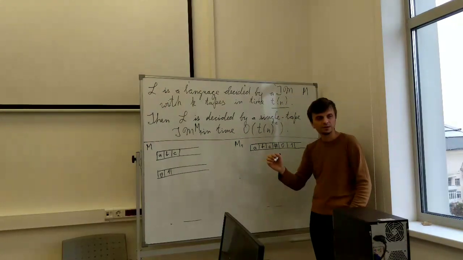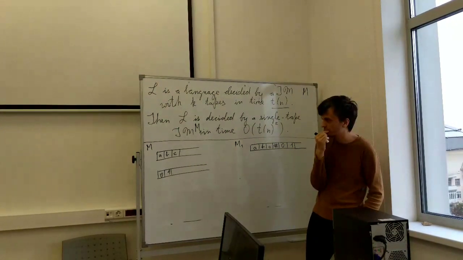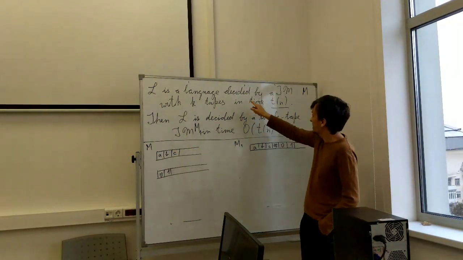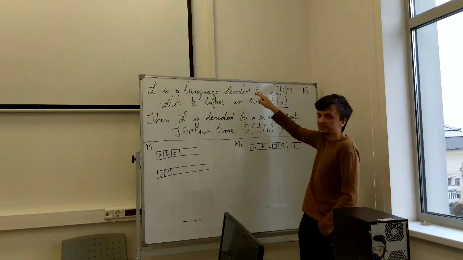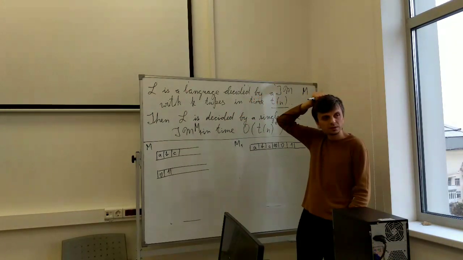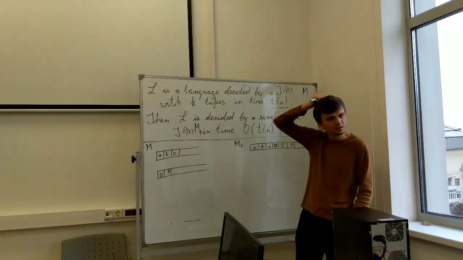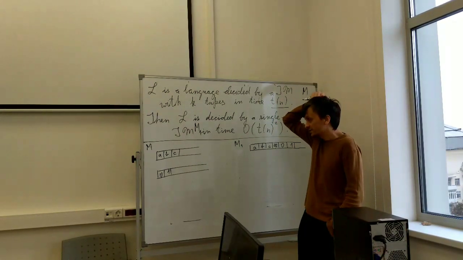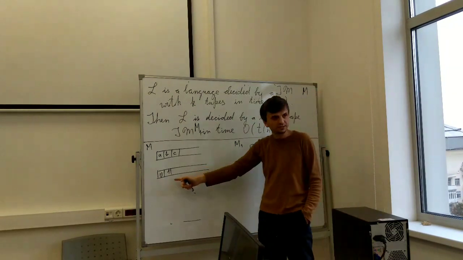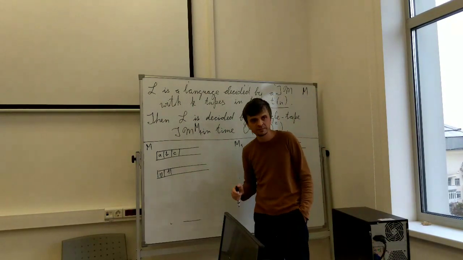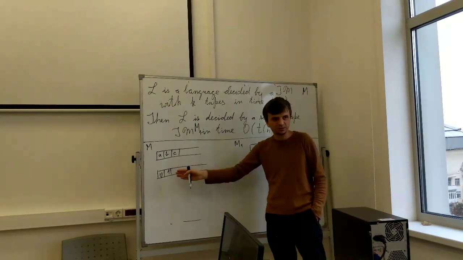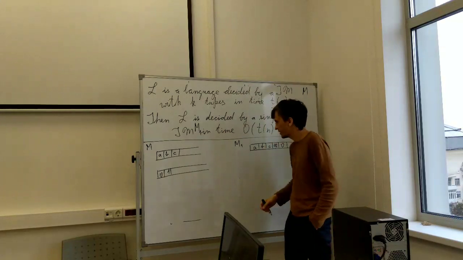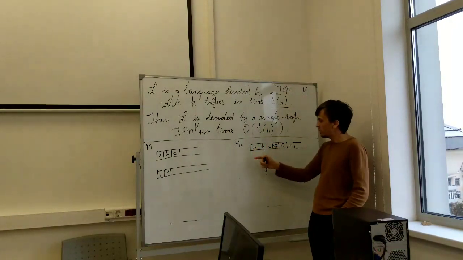Can I ask a question? M is after work or it's just language? No, M is a Turing machine. So we suppose that we have a Turing machine M with k tapes. Why is the second tape not empty? Yes, it's after some steps. Initially, it's indeed empty, but suppose at some point it looks like this. Then the tape of M1 should look like this.